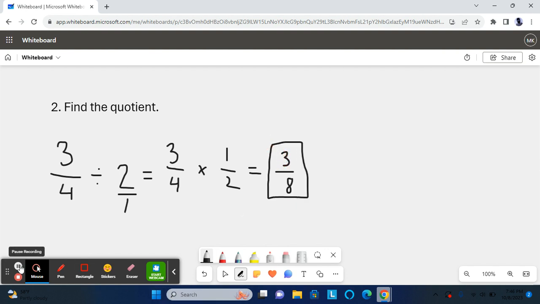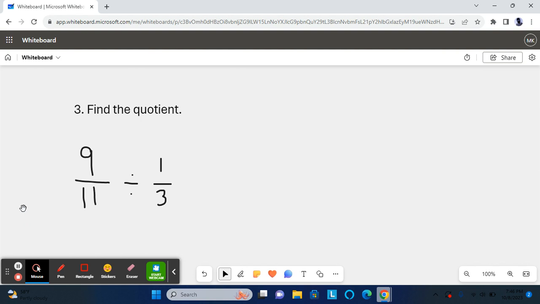Okay, so let's move on to the next problem. Alright, so for the last question, we have to find the quotient of 9/11 divided by 1/3. So again, we need to do keep, change, flip. So you keep 9 out of 11.